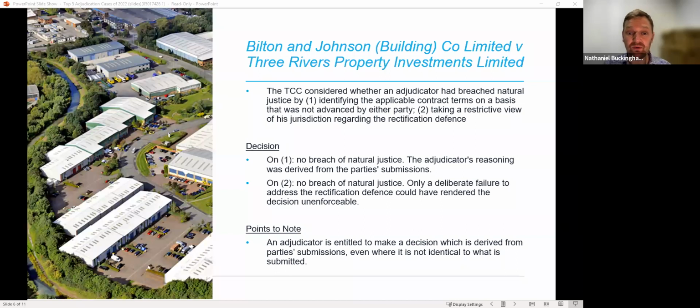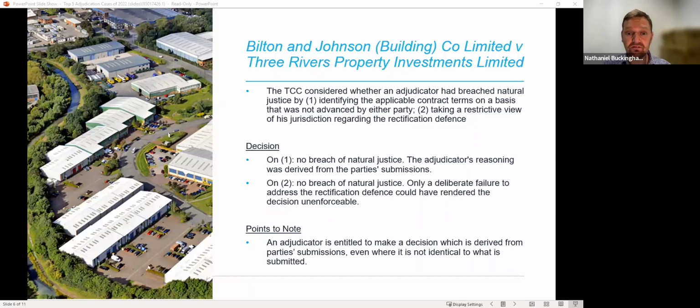firstly, identifying the applicable contract terms on a basis that was not advanced by either party, and secondly, taking a restrictive view of his jurisdiction regarding the rectification defence. The TCC rejected the application. The court found that the adjudicator had not acted in breach of natural justice in finding that both contracts were validly formed, with the JCT contract superseding the tender contract.